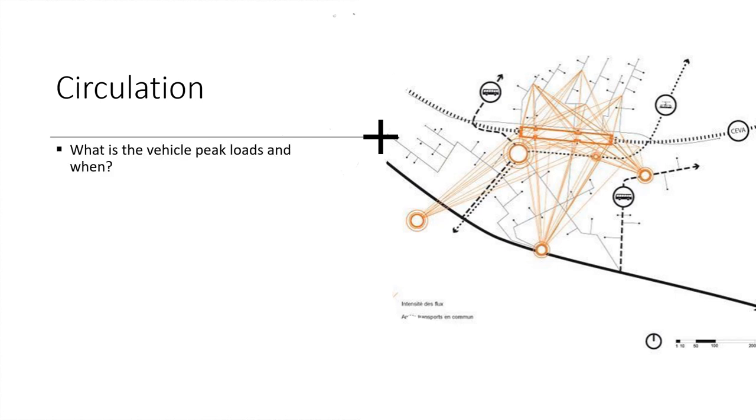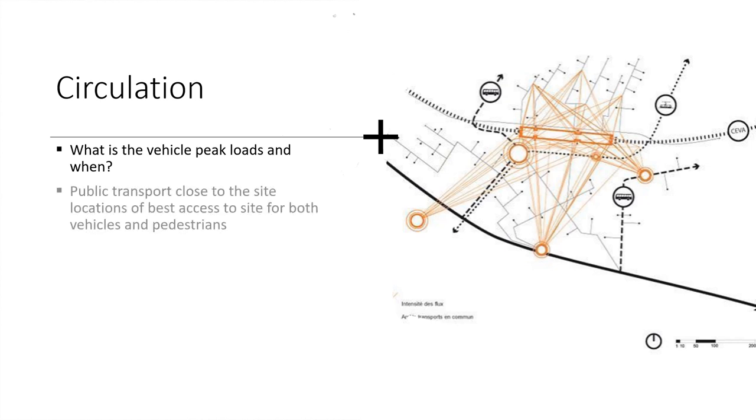What are the vehicle peak loads and when? So during rush hour, are there traffic jams created near your site or immediately in front of your site? Is public transport close? Are there any buses or bus stops that you can use, or do you need to redesign your site to be able to release some pressure off of it?